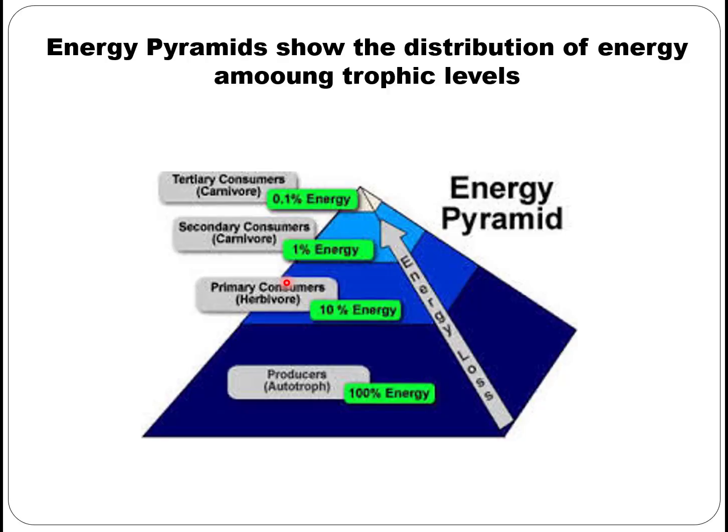Energy pyramids show the distribution of energy among the trophic levels. The producers have all of the energy. They're the only ones that can take sunlight and turn it into chemical energy. So 100% of the energy in an ecosystem is stored in the producers. The consumers then take that energy by eating the producers or eating the consumers. As they take that energy, energy is lost. Less energy is available to the primary consumers, the secondary consumers, and the tertiary consumers.